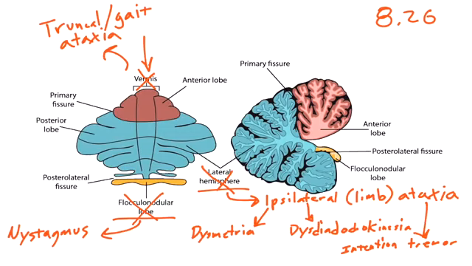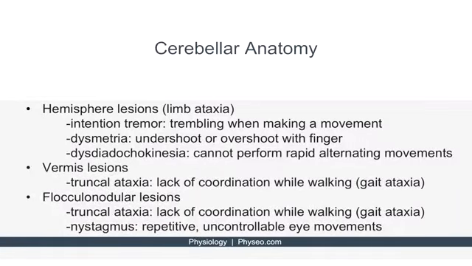There is a little bit more information you need to know, however, so let's quickly go over that. This is a review of the cerebellar anatomy. Now let's review what these lesions will look like. If you damage the hemisphere, you get hemisphere lesions. Once again, you'll get limb ataxia. Recall that you'll get intention tremor, dysmetria, or dysdiadochokinesia. Intention tremor is trembling when making a movement. And remember, it's going to be on the ipsilateral side.